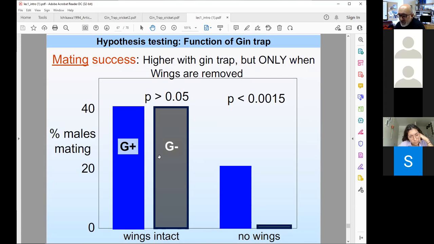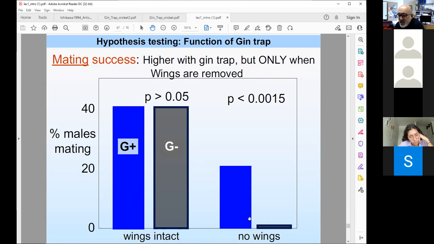And why is that? It's because the females are so busy eating the wings that they don't need the gin trap necessarily, right? The female is able to complete mating and complete the transfer of sperm simply because she's eating. The wings are intact, and there's enough there for the female to eat for long enough that that mating will be successful.